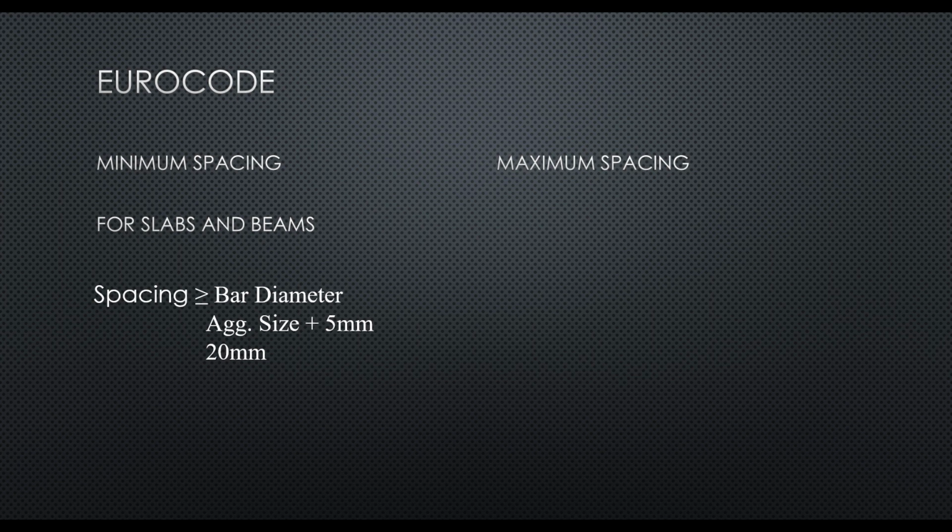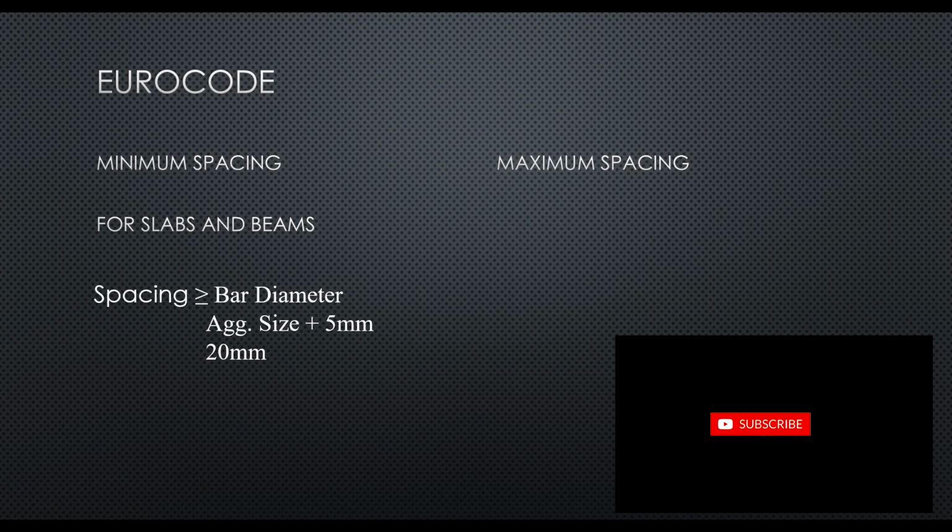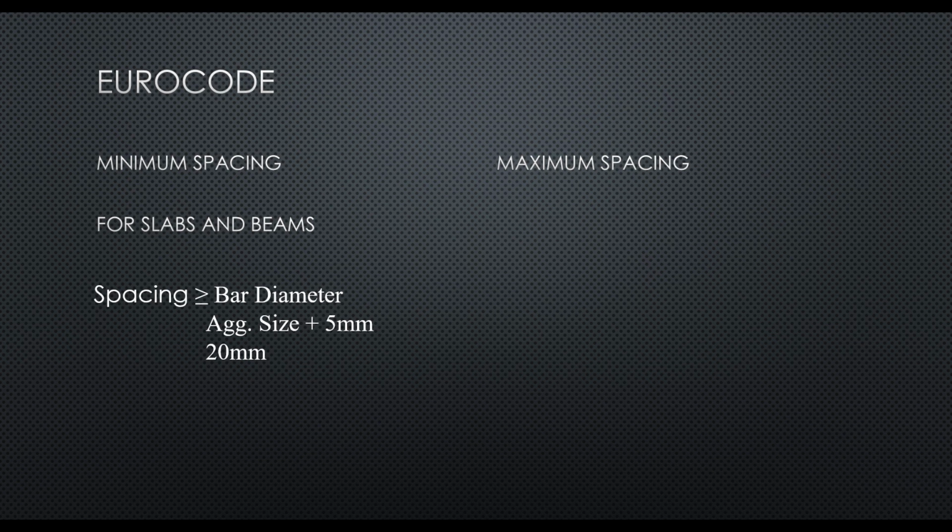So depending on the kind of aggregate you are using, if your aggregate is 20 mm or 19 mm, then your spacing must be greater than that size plus 5 millimeters. Then we also have 20 millimeters. So that means theoretically the minimum spacing you can provide in a reinforcement should be like 30 millimeters or 25 millimeters. Then we talk about the maximum spacing of reinforcement.